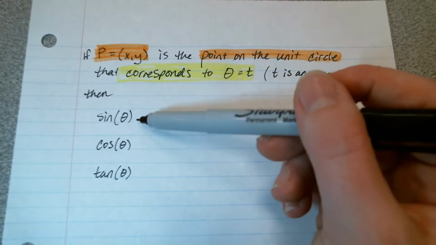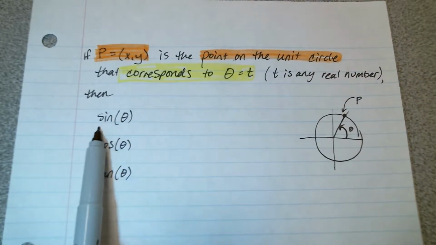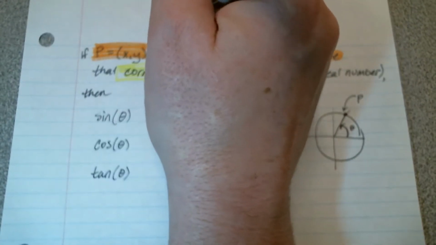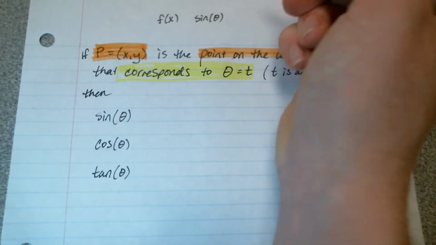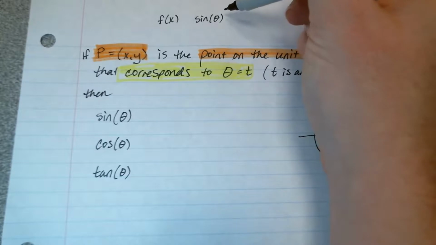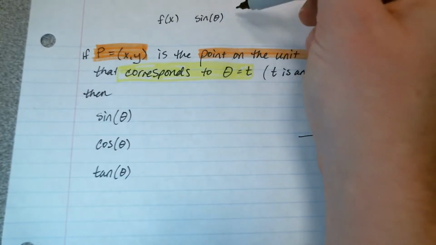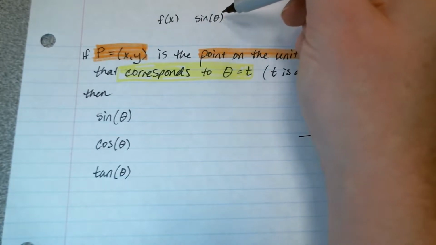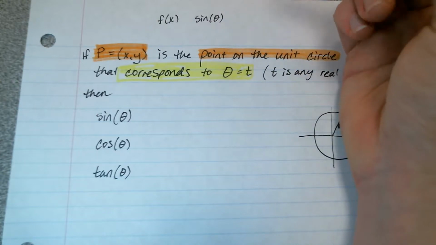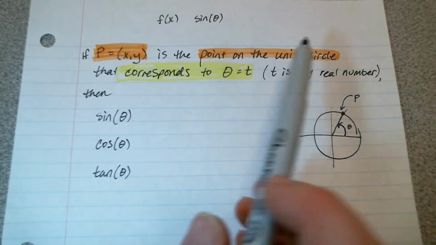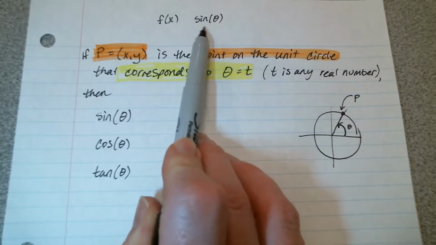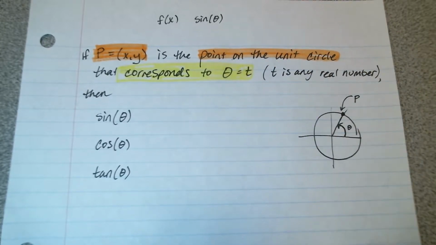Notice that this is function notation. Instead of using f of x, I'm using things like sine of theta. Those parentheses right there are a part of the function notation. It indicates what the input is on my trigonometric function. So this is not sine times theta. No. This is sine of theta.